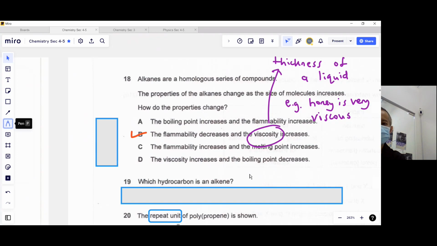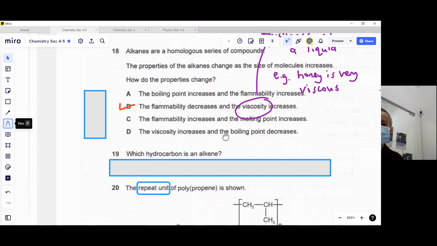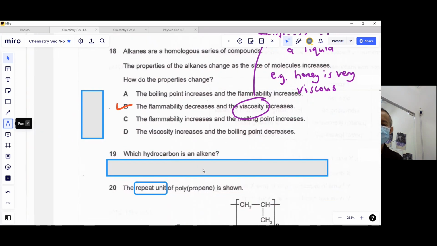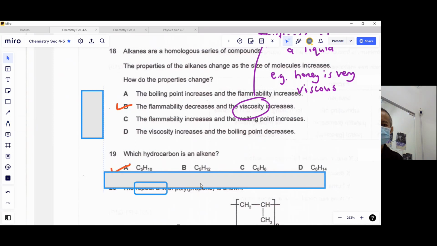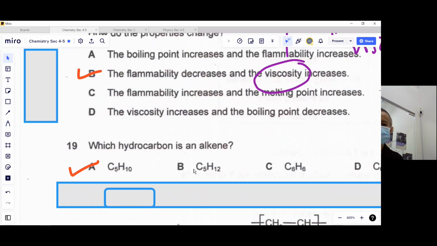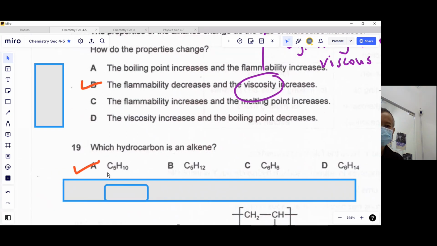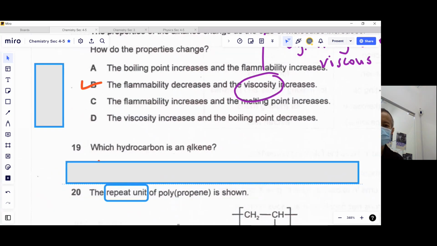Okay. Come, Kashin, don't distract. 19? Bernice? Okay, just refer to the general formula. Make sure it fits in the general formula. I don't think I need to elaborate.